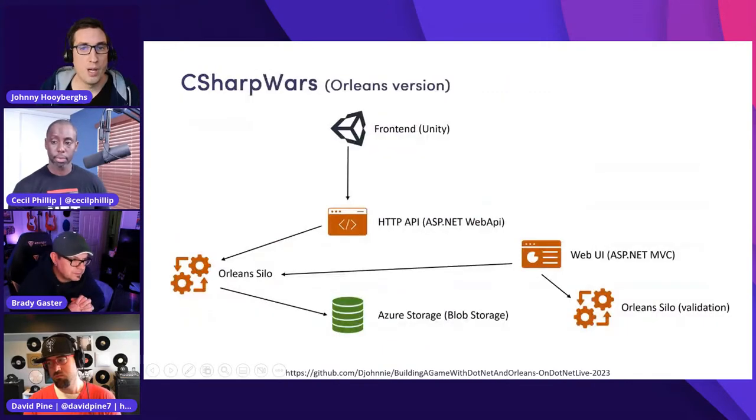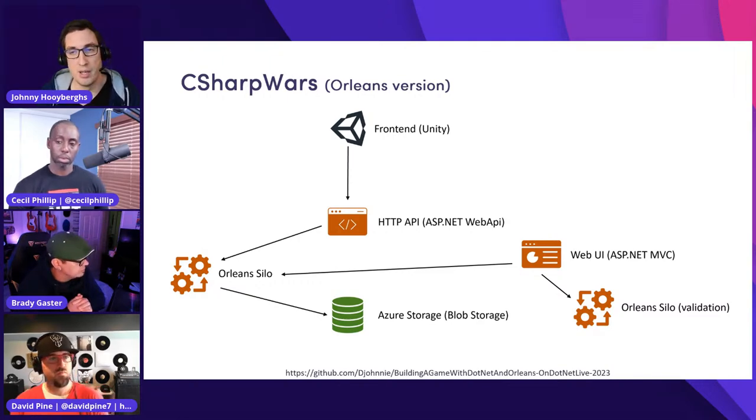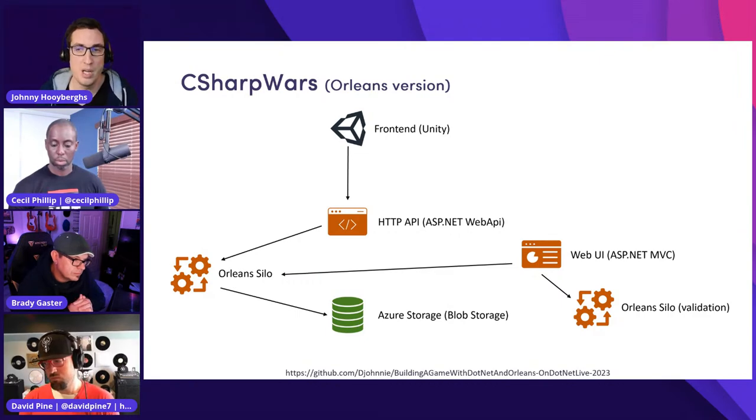So when I look again at my architecture here, what I basically did was change the worker service into an Orleans silo, and also change the validator service into an Orleans silo. So no more gRPC, just the same ASP.NET MVC web frontend and the same HTTP API, but my processor is now an Orleans silo, and my validation is a different Orleans silo, and they can work together.